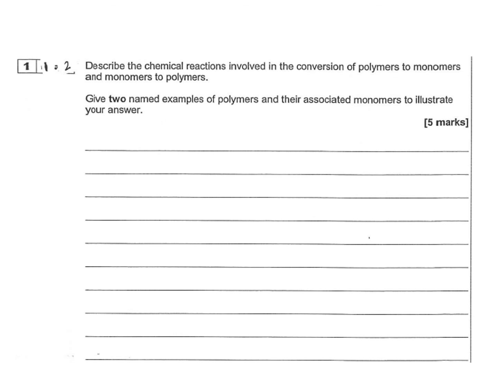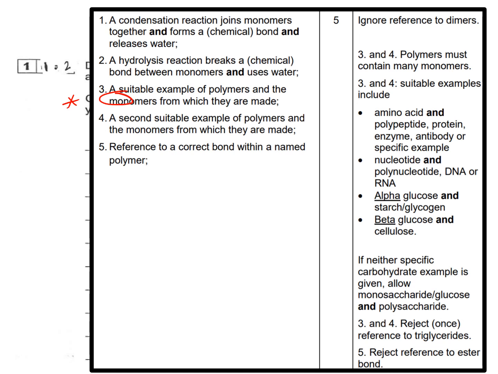Then it says give two named examples. So we're going to give two specific examples from the biological molecules booklet that you did at the start of year 12. So look at the answers then. So condensation reaction joins monomers together into polymers. It forms chemical bond and releases H2O. Hydrolysis is the opposite. The polymer is broken down, so chemical bonds are being broken here between the monomers to release the monomers, and it uses up water.